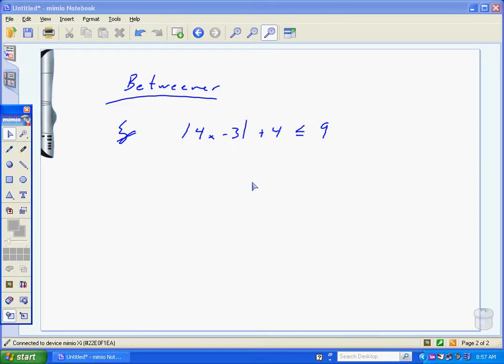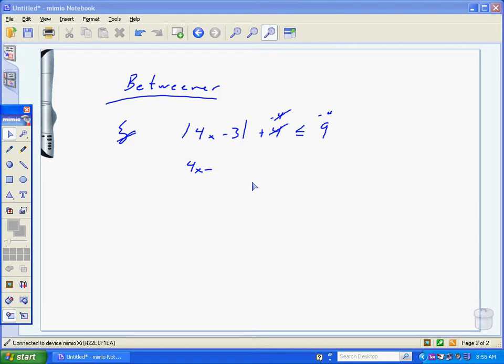I'm calling this a betweener. How do I know this is a betweener? Well, I don't yet know, because the absolute value isn't isolated yet. Once that's isolated, I can look at it a little closer. What do I have to do first? Minus the 4 over. That'll disappear, and I end up with the absolute value of 4x minus 3.